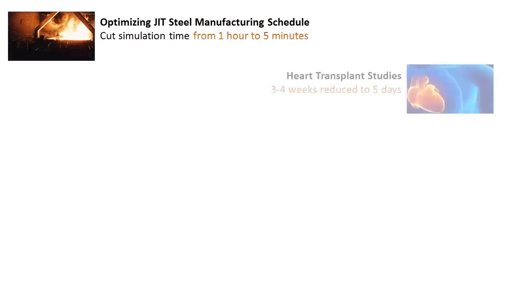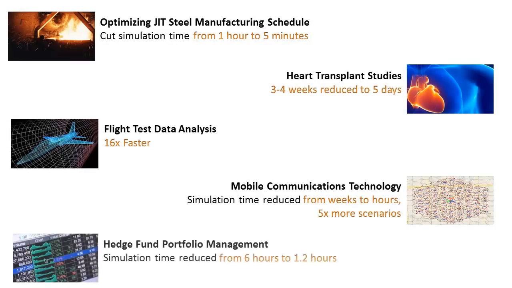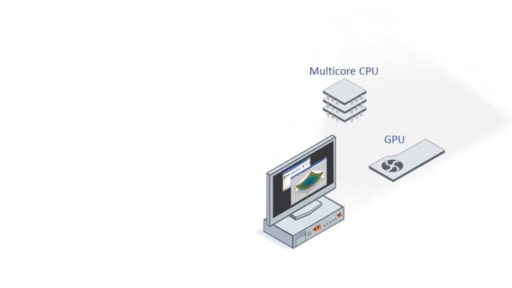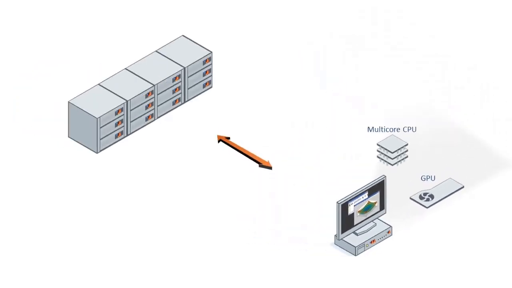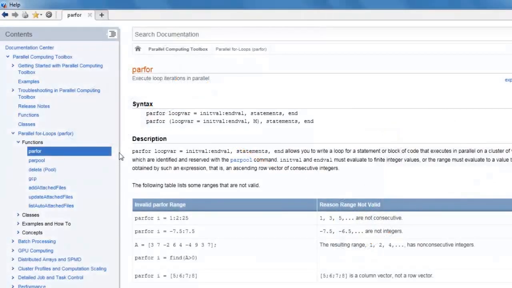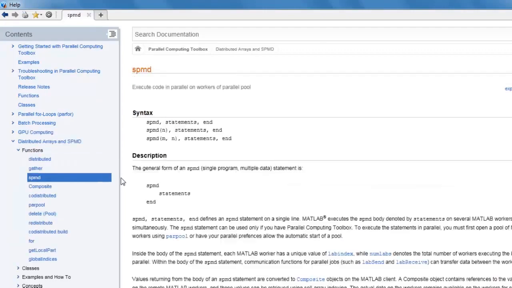Engineers and scientists use Parallel Computing Toolbox to solve larger and more complex problems. You can use Parallel Computing Toolbox to take advantage of high-performance computing resources such as your multi-core desktop, GPUs, and computer clusters to speed up your computations. With a familiar MATLAB language and with minimal programming effort, you can perform computations faster and more efficiently.